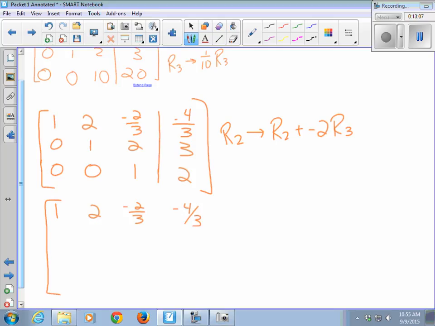Row 2 changes, so I'm going to do negative 2 row 3 plus row 2. That's going to stay a 0. That's going to stay a 1. That's going to become a 0. That's going to be negative 4 plus, no, because I did negative 2 times 0 plus 1. Okay. Negative 2 times 2 is negative 4 plus 3 is negative 1. And then row 3 stays the same.